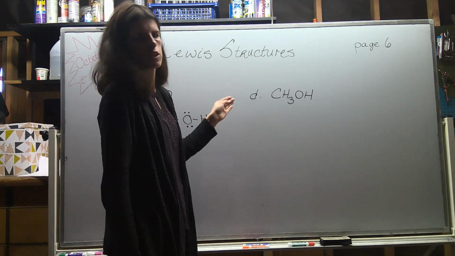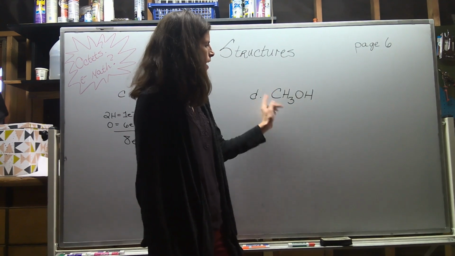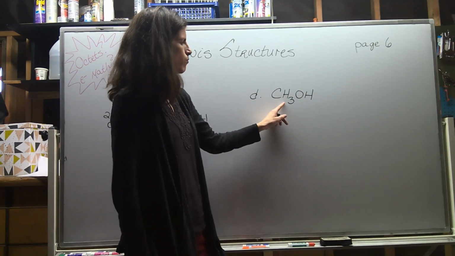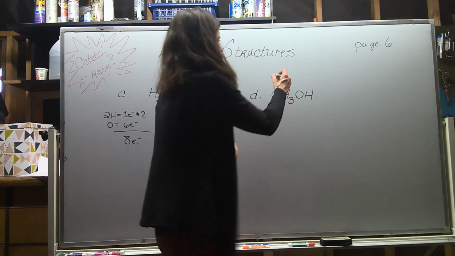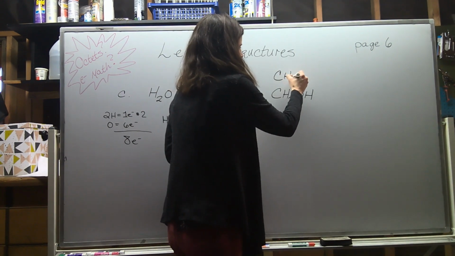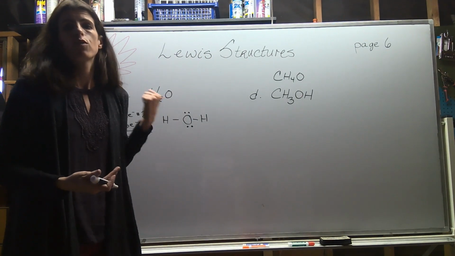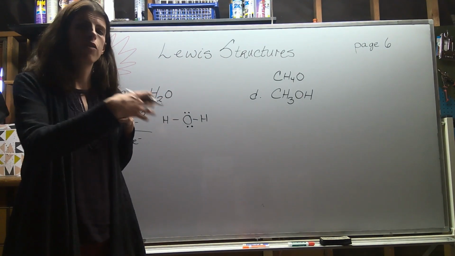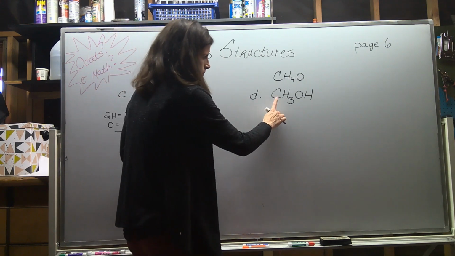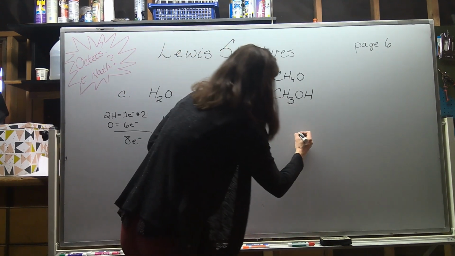This one is a little bit different. You might be wondering, why did they break it down like this? Why did they write CH3OH instead of writing CH4O? Well, they're actually doing us a favor writing it like this. This tells us how the atoms are connected. So we have carbon connected to 3 hydrogens.